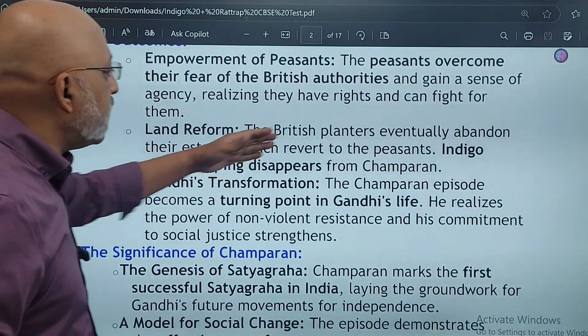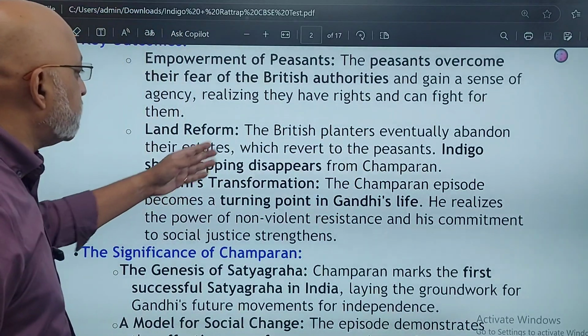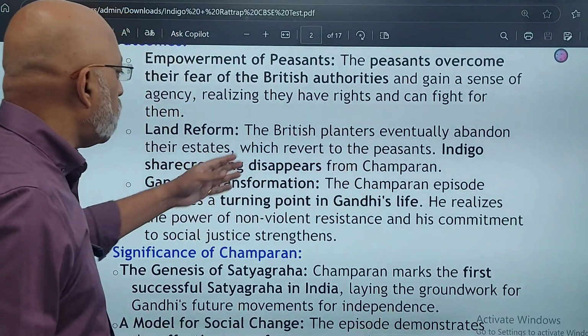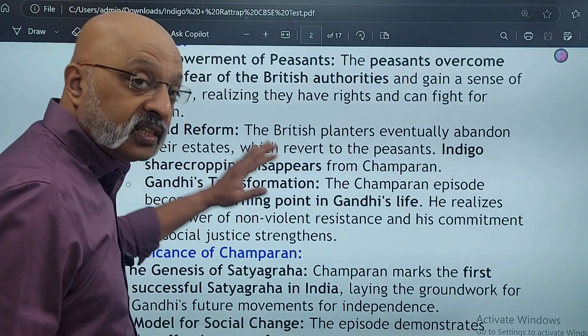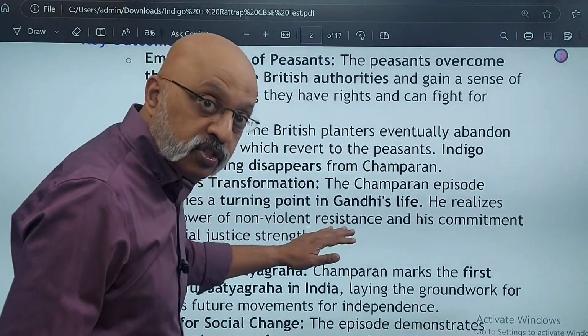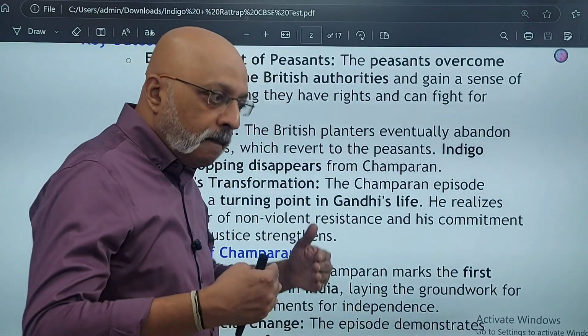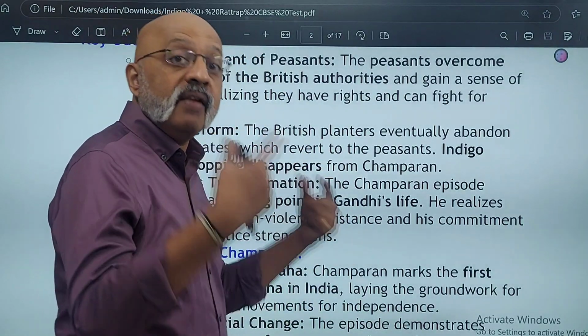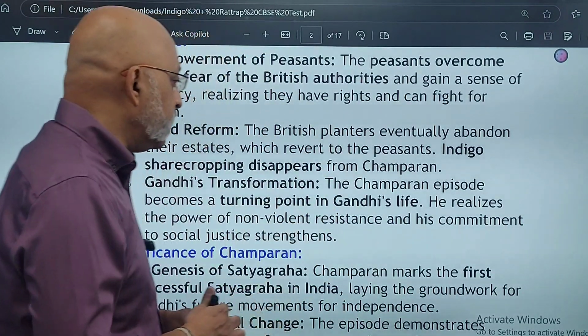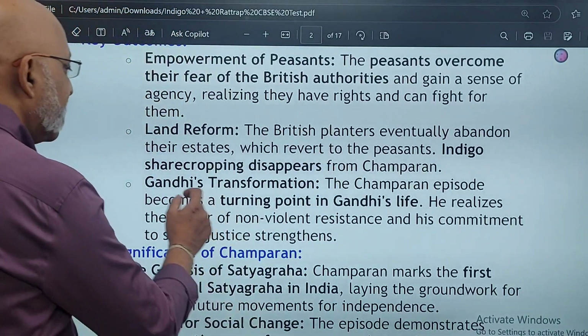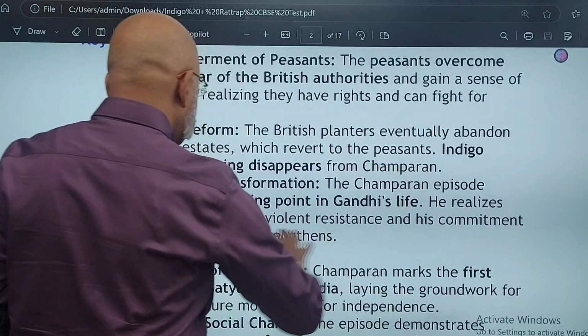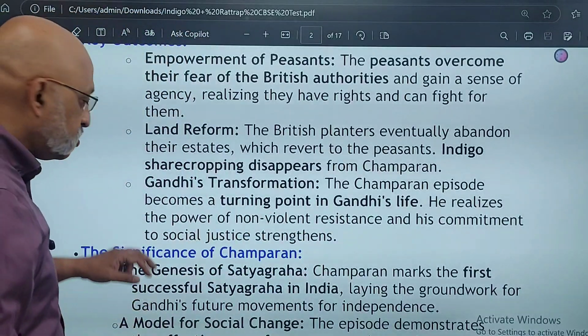Land reform. The British planters eventually abandoned their estates, which revert to the peasants. Indigo sharecropping disappears from Champaran. Gandhi's transformation. The Champaran episode is a turning point in India's freedom struggle and in Gandhi emerging as a leader of the Indian independence movement. Not a leader, the leader of the Indian independence movement. He realizes the power of non-violent resistance, and his commitment to social justice strengthens.